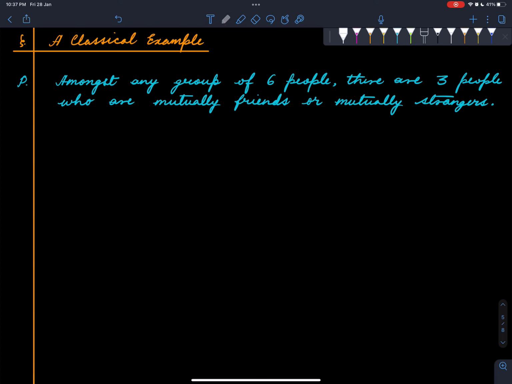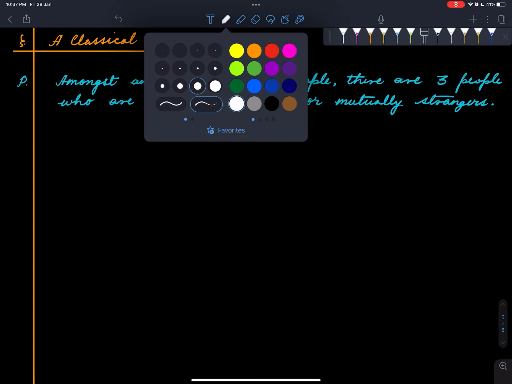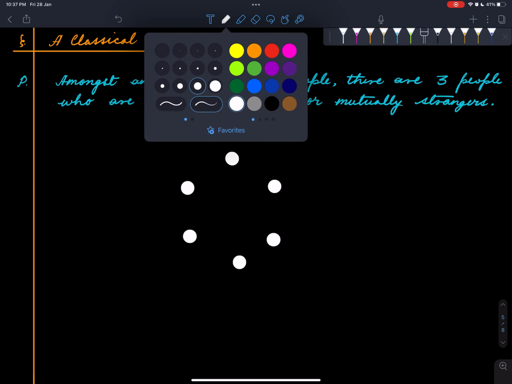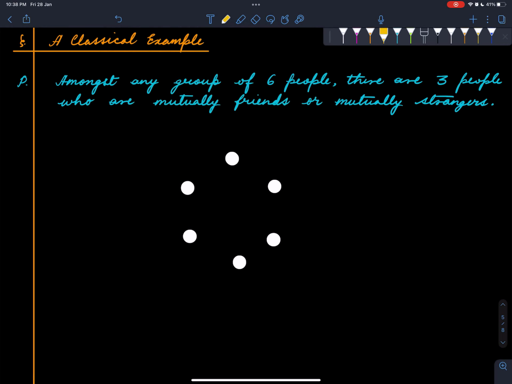What we'll do is we will picture the 6 people as dots. For each person we will make a dot. So these are our 6 people. And now let us fix one guy. Let me put a cross here. Let me just focus attention on this guy. And now this has 5 other people that it interacts with.